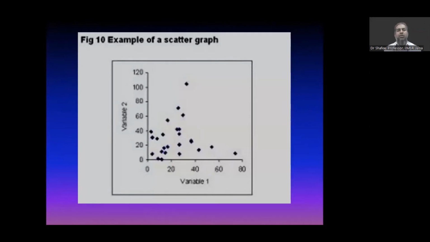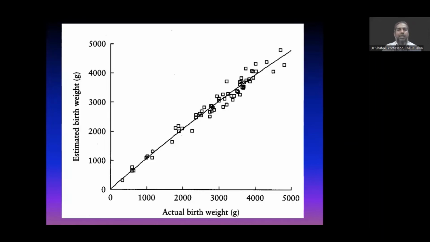Here one variable is compared with the second variable, and the observations are plotted on the graph in the form of dots, and you get a scatter dot graph. And here we draw a line. This is a typical example of linear correlation between two variables. Here the variables are actual birth weight and the estimated birth weight for that particular age. These two variables are compared, and it is showing a straight line in ascending order. So there is a linear relationship between the two variables.